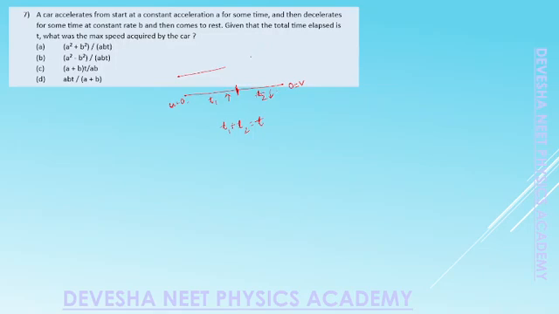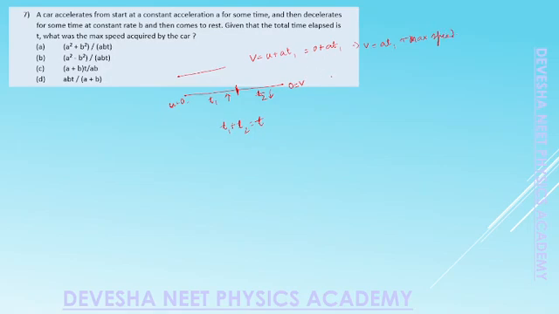So now we know that v is equal to u plus a t1, okay? So the initial velocity at which it started, imagine that initial velocity is 0, plus some acceleration, right? So a t1. That means v, the maximum speed attained, is equal to a t1. So this is the maximum speed of the vehicle.